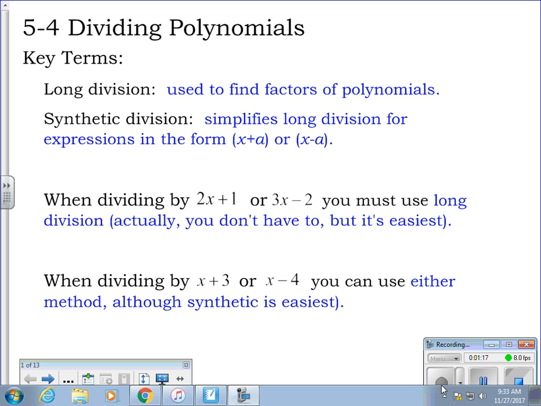When dividing by x plus 3 or x minus 4, where I have 1x plus or minus something, synthetic division actually works easier. So they're two slightly different processes. We're going to cover the long division today. We'll do the synthetic division when we're together on Wednesday, because I don't want to do it all in one day. I want to give you a quiz if I can, and we'll go from there.